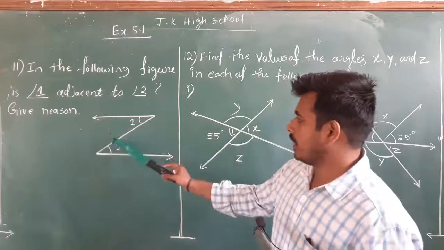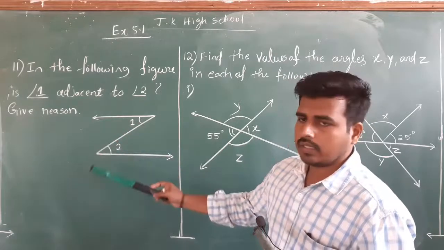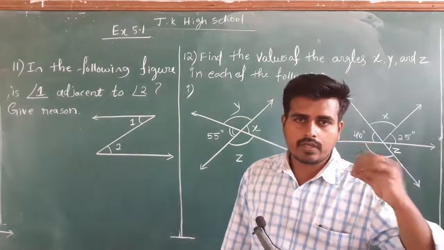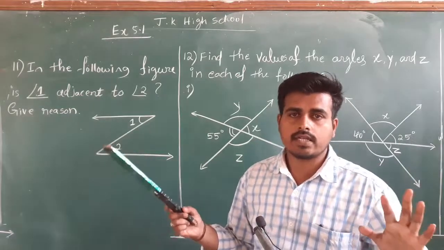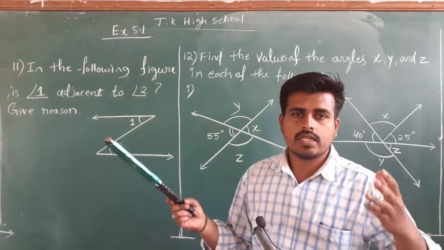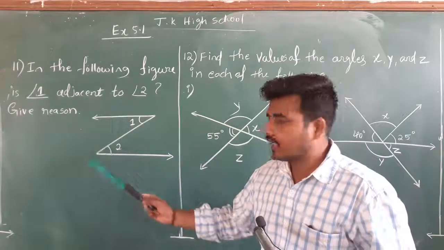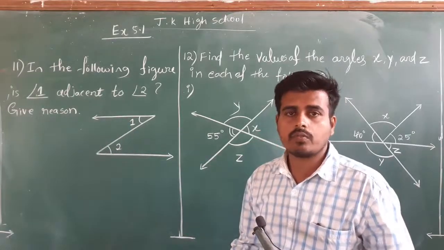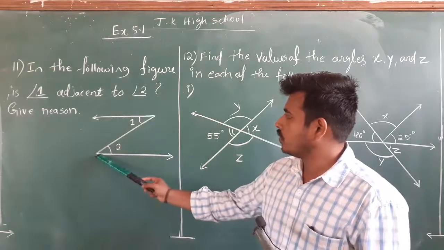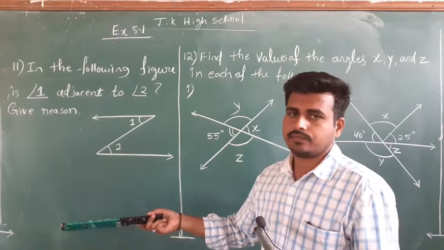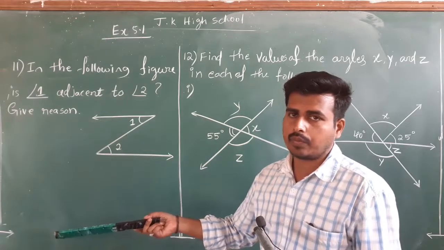Angle 1 is here, angle 2 is here. Just by looking at the figure you can tell these two are not adjacent, they are non-adjacent, because they fail the first condition. What is the first condition? Common vertex. Where is the common vertex? Angle 1 and angle 2 don't have a common vertex.